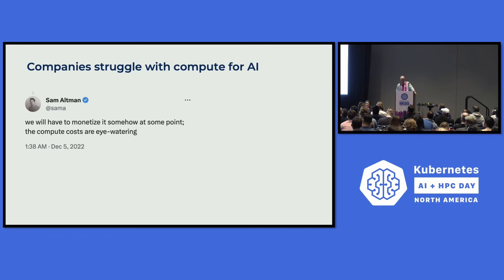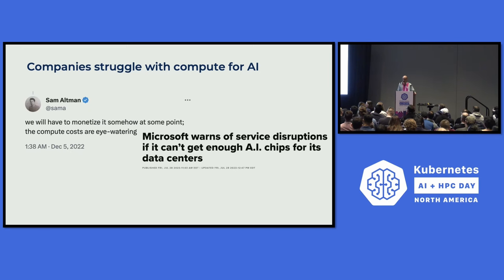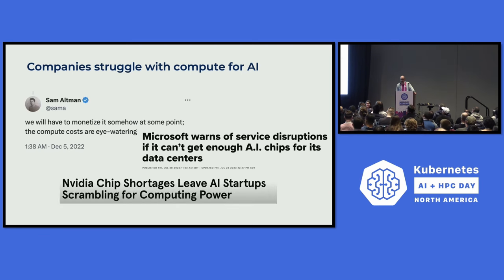Sam Altman tweeted about that. That's a famous tweet about the compute costs, which he called eye-watering. Microsoft warned investors in their previous financial reports that they might not reach their goals because they won't have enough chips, enough GPUs, essentially. So the big companies are struggling, also smaller companies, right? The GPU shortage, we saw that in the last year. Companies are struggling with just getting access to compute.